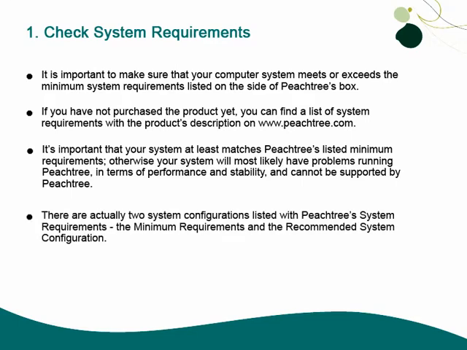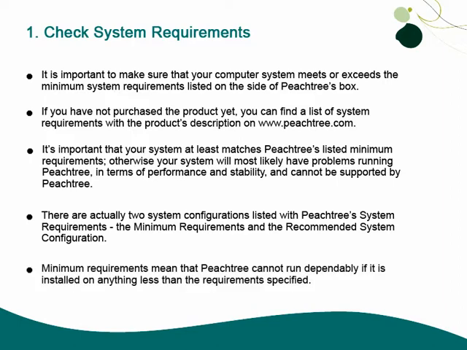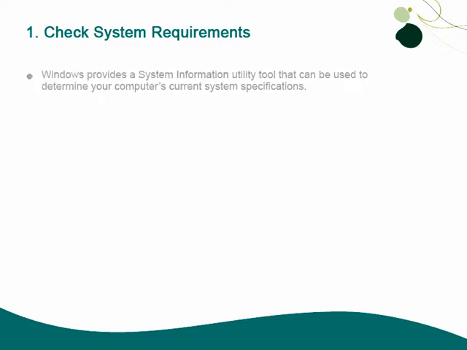There are actually two system configurations listed with Peachtree system requirements, the minimum requirements and the recommended system configuration. Minimum requirements mean that Peachtree cannot run dependably if it is installed on anything less than the requirements specified. For optimal performance, it's always best to have at least the recommended system configuration.